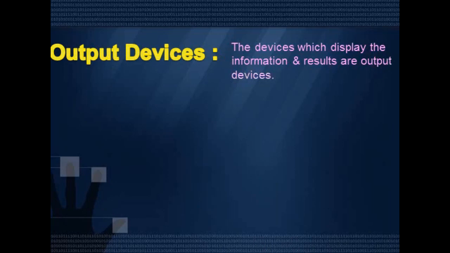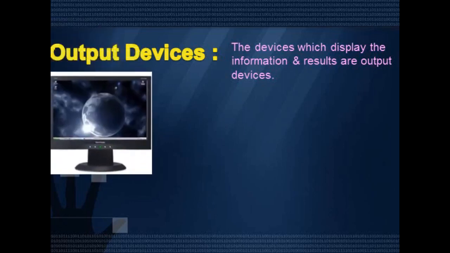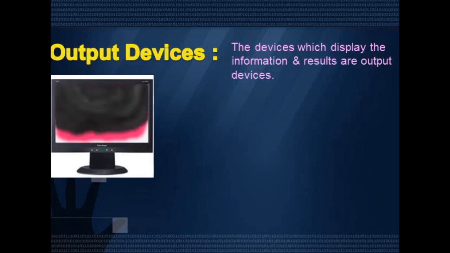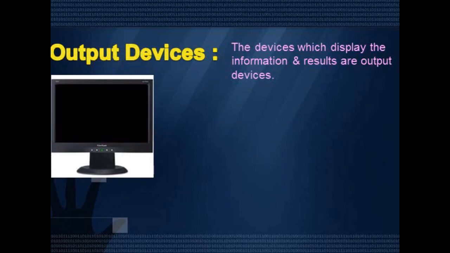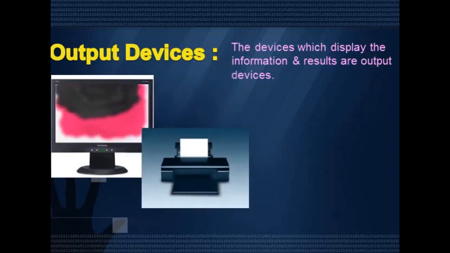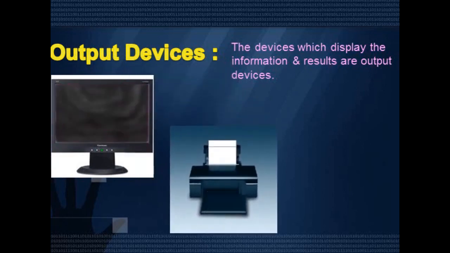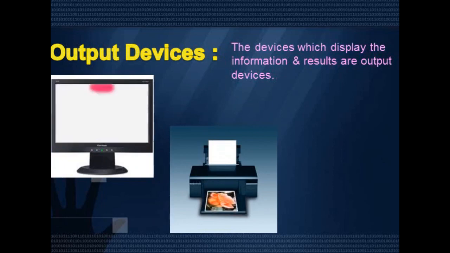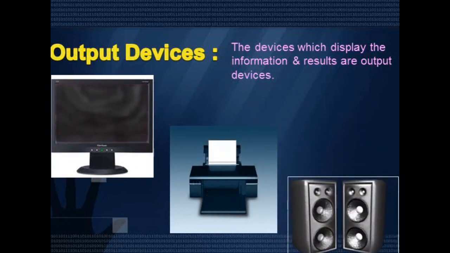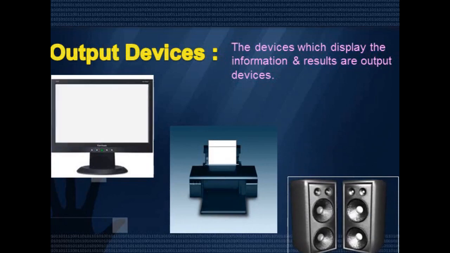Example, monitor and printer. Monitor. A monitor looks like a television screen. Whatever you type on the keyboard can be seen on the monitor. It also displays the processed information. Printer. It prints the output that you see on the computer screen on paper. Speaker. Speakers are used to hear music and sounds stored in the computer.